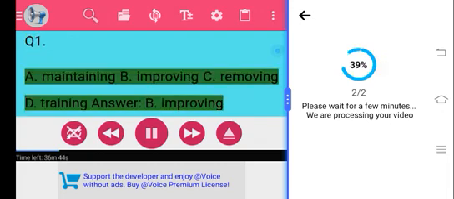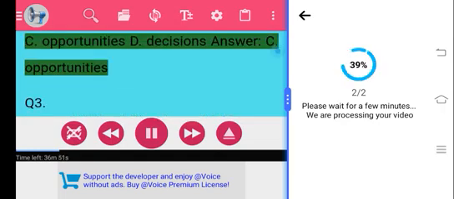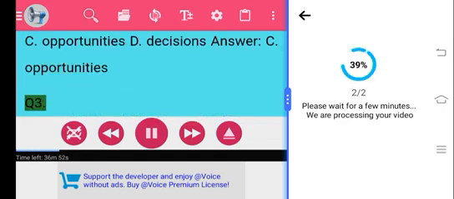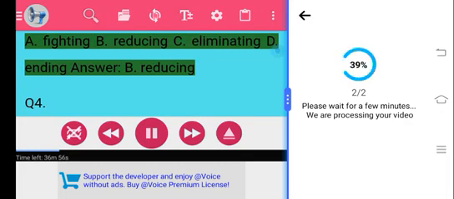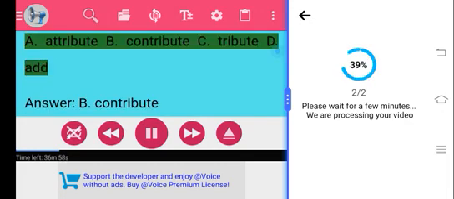Q1. A maintaining, B improving, C removing, D training. Answer. B improving. Q2. A chances, B jobs, C opportunities, D decisions. Answer. C opportunities. Q3. A fighting, B reducing, C eliminating, D ending. Answer. B reducing. Q4. A attribute, B contribute, C tribute, D add.